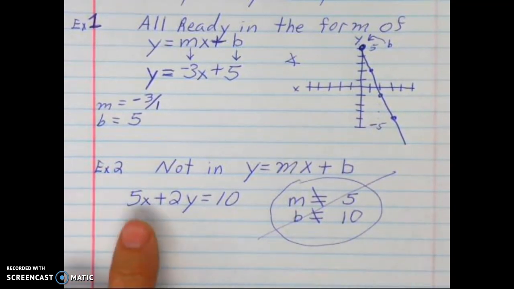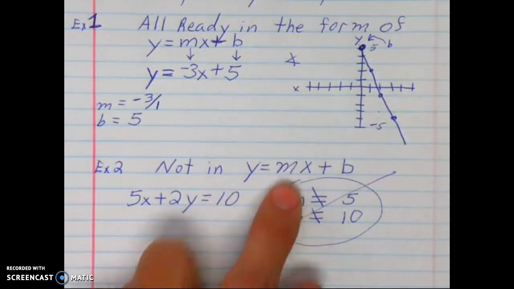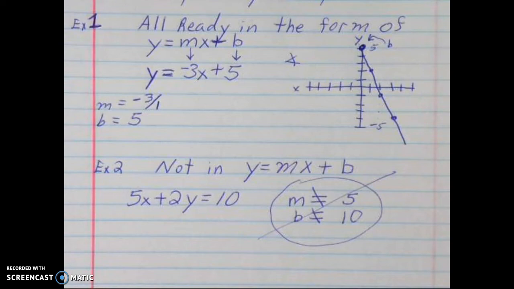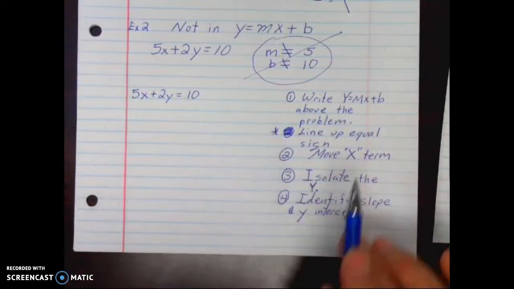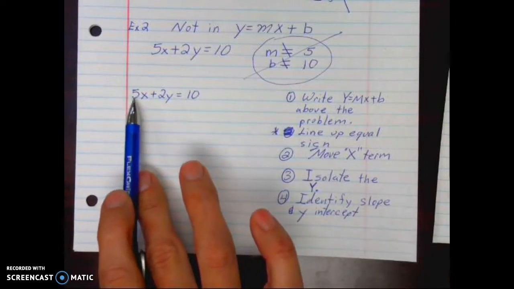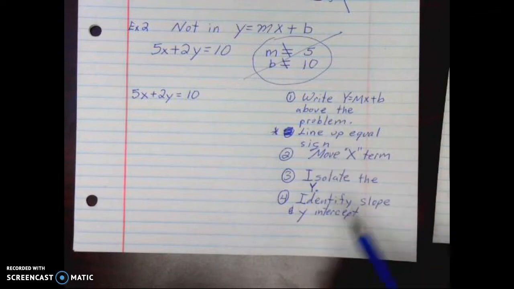So I will show you how to change this to match that form. So make sure you have that little bit copied down. All right, so I'm going to need you to write all this stuff down. So I rewrote the 5x plus 2y equals 10. And then write down these steps. I'll read through them real quick.